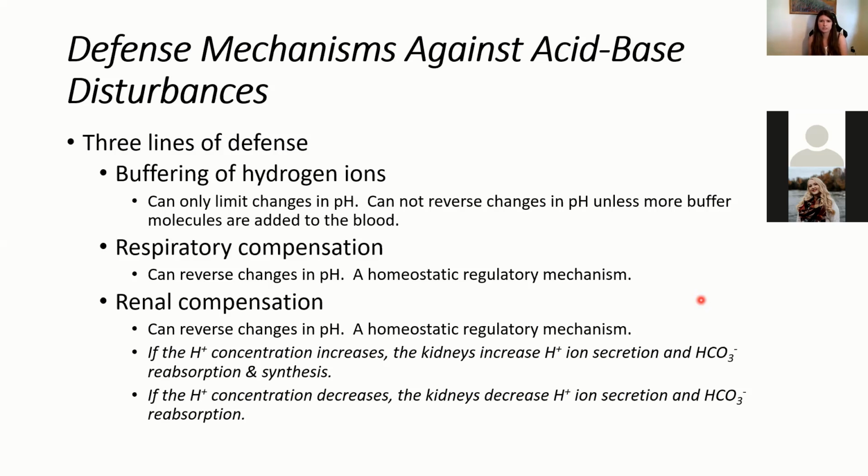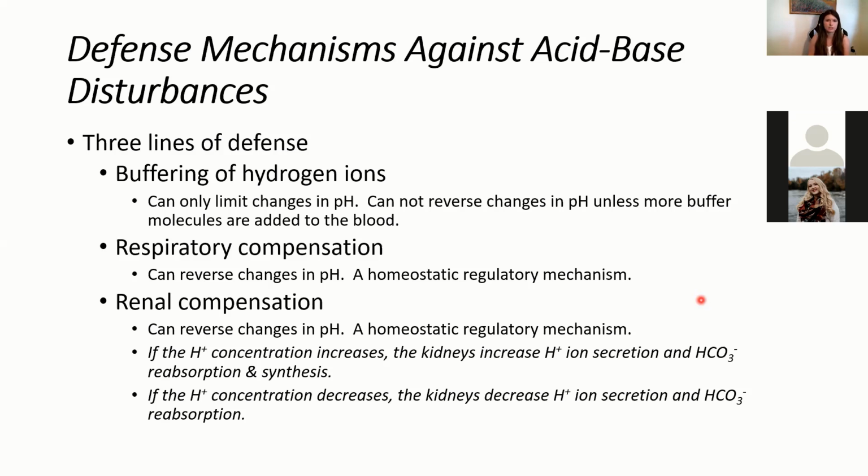Buffering of those hydrogen ions can only limit changes in pH. It can't actually reverse the problem. And it especially can't make a huge difference if you're in extreme acidosis, because you only have a certain amount of buffer in the plasma, and at some point it's going to be full. And those equations are reversible, so at a certain point it's not going to run in the direction you want. So it can't really reverse these changes unless you add more buffer.